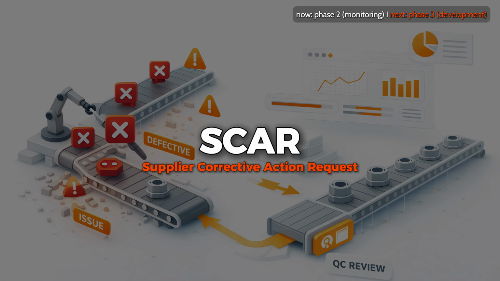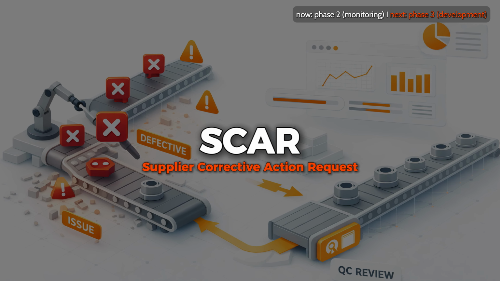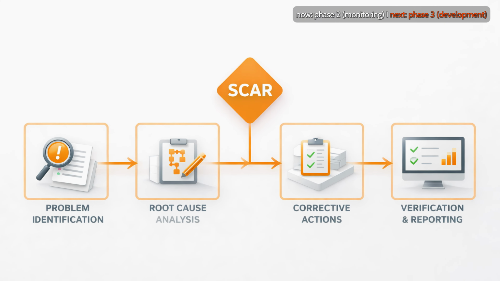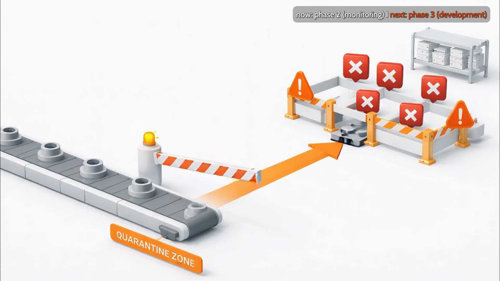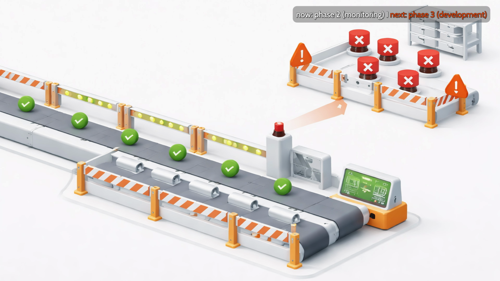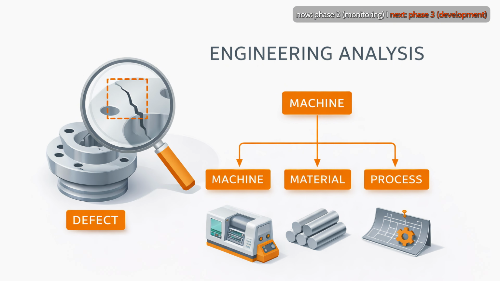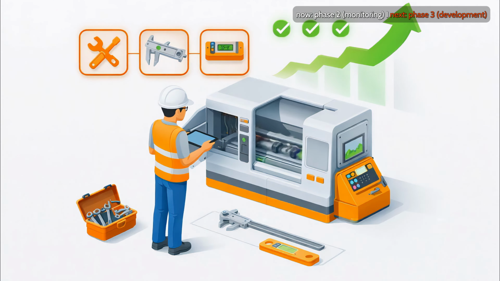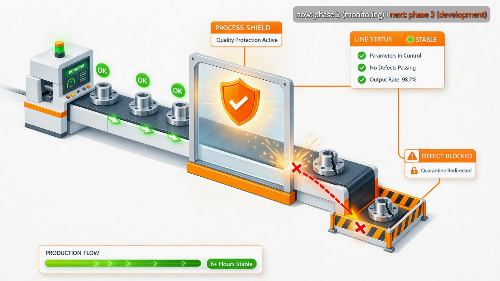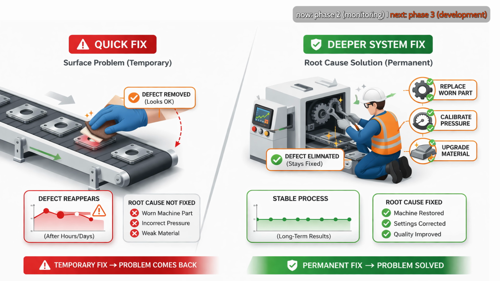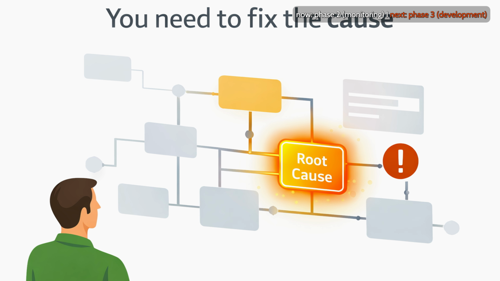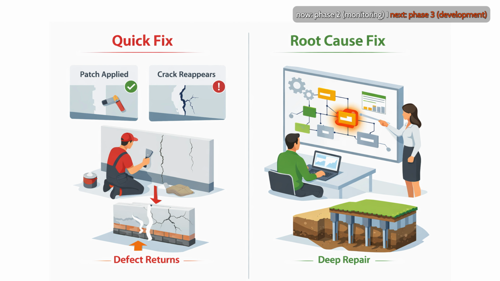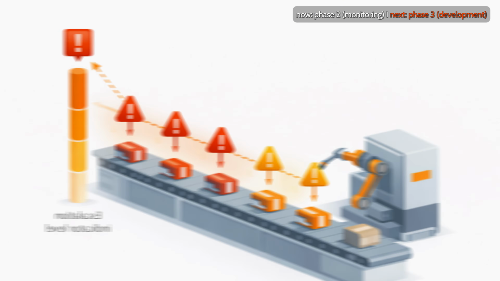When issues occur, they need to be addressed systematically. This is where SCAR comes in. The process starts with containment to protect production and stop the problem. Then you perform root cause analysis to understand why it happened. And finally, you implement corrective actions to prevent it from happening again. Because fixing the symptom is not enough. You need to fix the cause. For a deeper dive, watch the SCAR Masterclass.